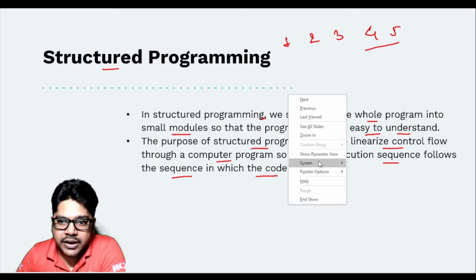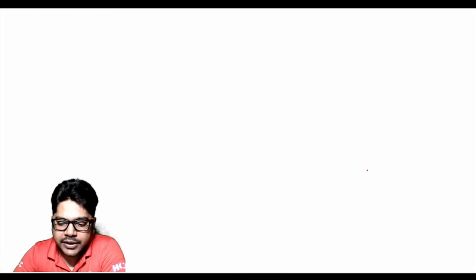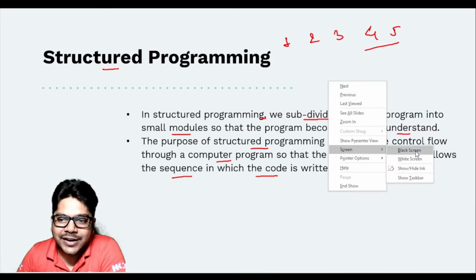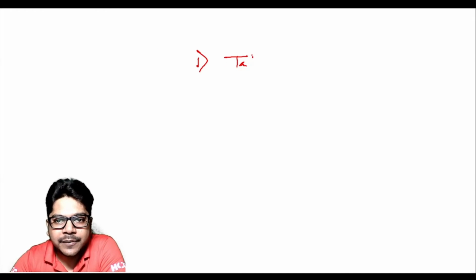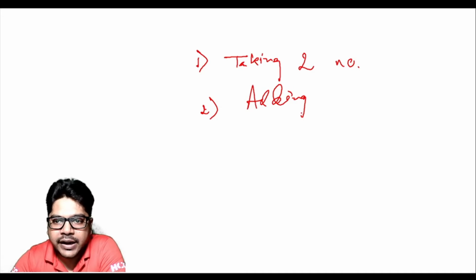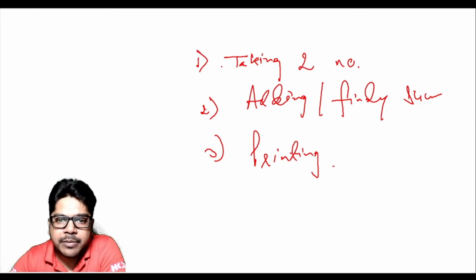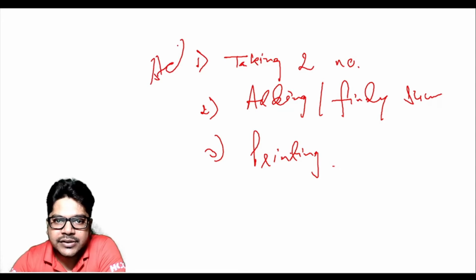I don't know whether that board will be available right now, but it is not available anymore. So what did we do over there? There were three steps. One was taking two numbers, then adding them, or finding the sum, and the third step was printing it. Now if we are making these three steps, can you mess up the steps? Can you do step 2 before step 1?